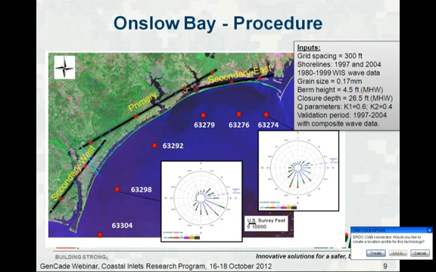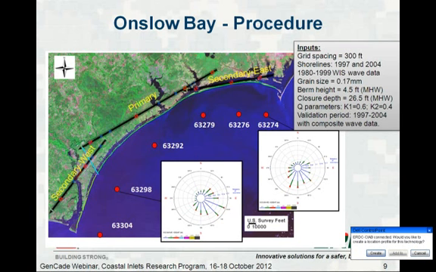We also have the shorelines from 1997 and 2004. These were used for a validation period. We used the 1980 to 1999 WIS wave data, and this was also used for our long-term 20-year transport study. So we looked at transports over those 20 years. We had a grain size of 0.17, a berm height of 4.5, and a closure depth of 26.5. You can see the calibration coefficients, K1 and K2. Those were 0.6 and 0.4.